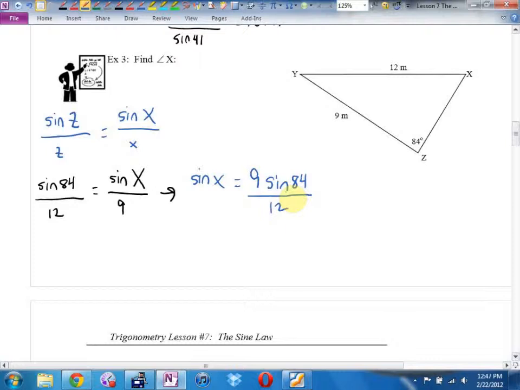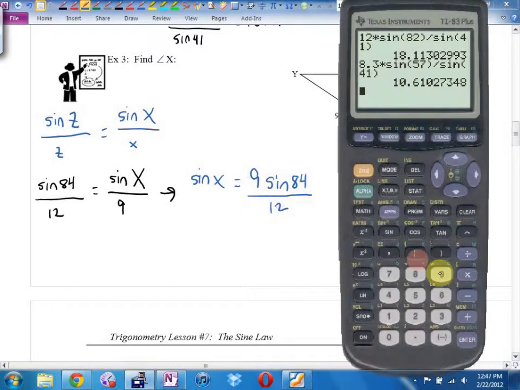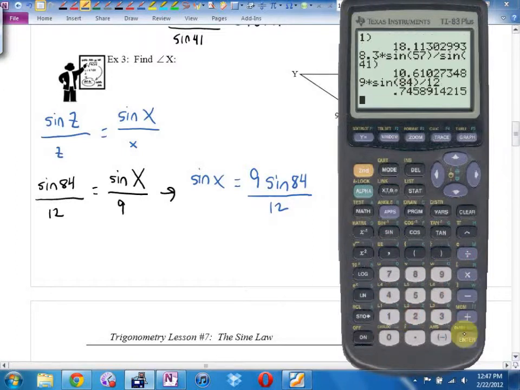Okay, we're going to have to use a second function, but first, we need to change this into a decimal on our calculator. So on your calculator, we're going to go 9 times the sine of 84 on the graphing calculators, close bracket, divided by 12 equals, you get 0.74589142115, blah, blah.